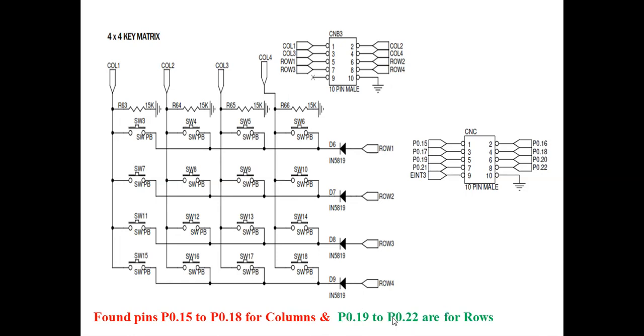At any particular time your microcontroller should send logic 1 to either the 19th, 20th, 21st or 22nd pin in a sequential manner, and each time it activates a row, it has to read the status of the columns via pin number 15 to pin number 18. Thereby it can conclude which key among the 16 is pressed.